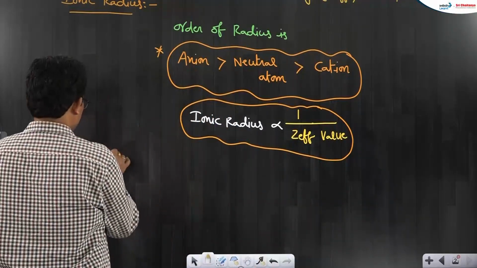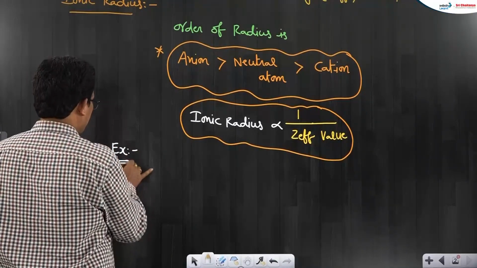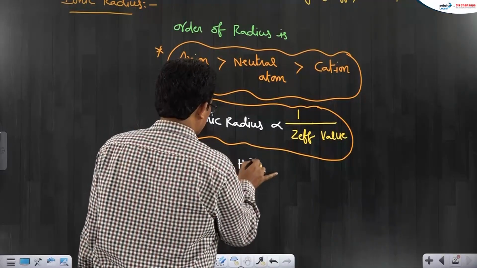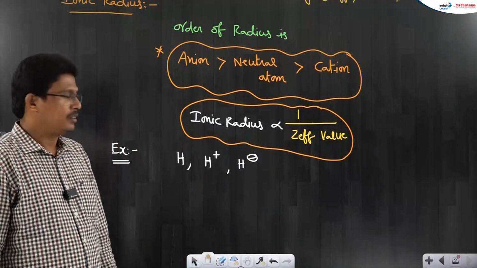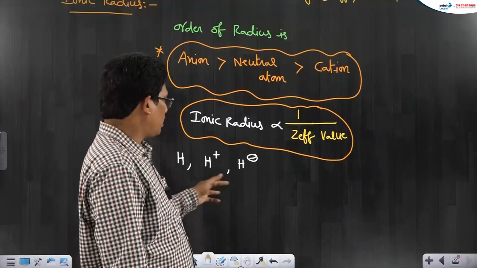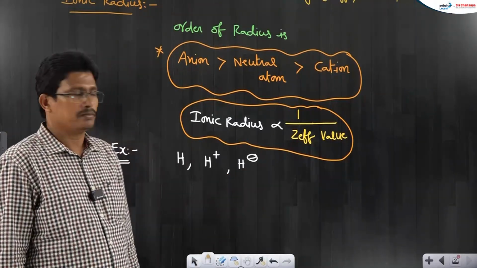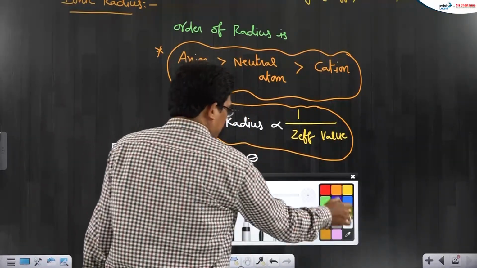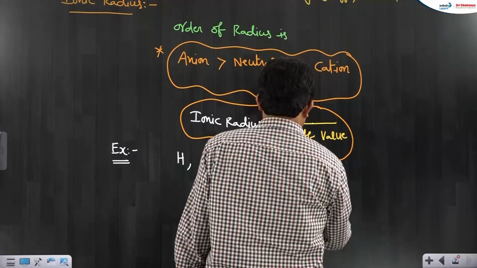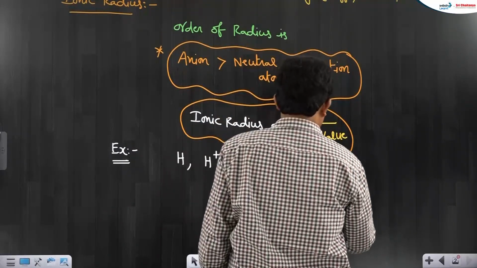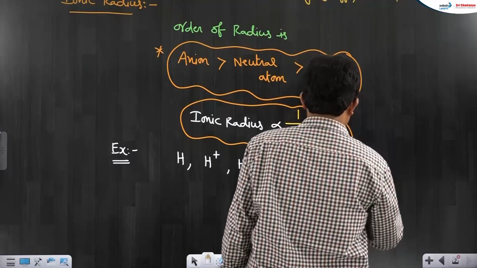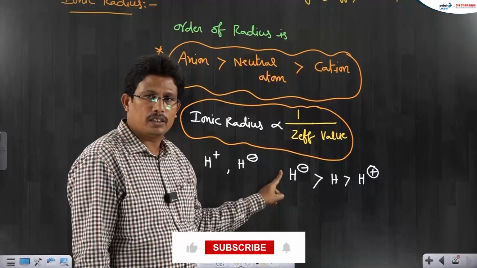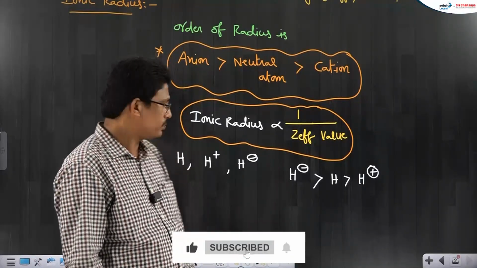For example, if you observe the radii of H, H plus and H minus, the species with the largest radius is the anion. The order is H minus greater than neutral hydrogen greater than the cation. In an anion, effective nuclear charge is less, that's why radii is more.